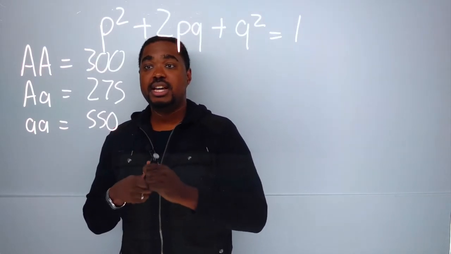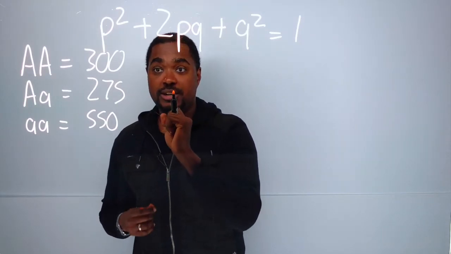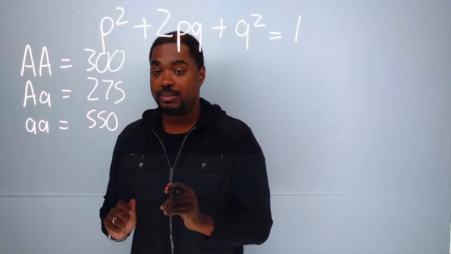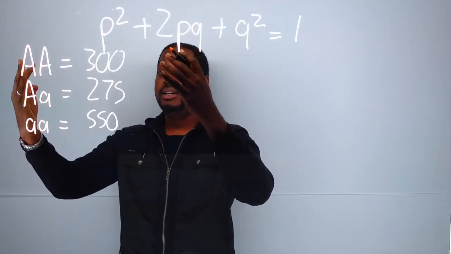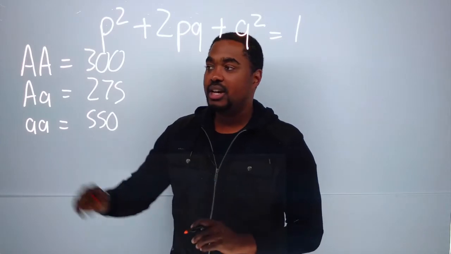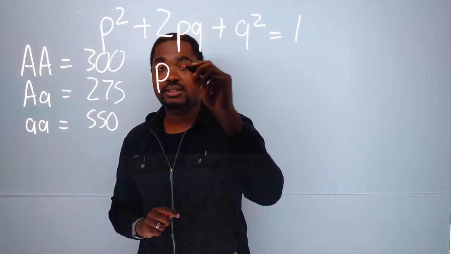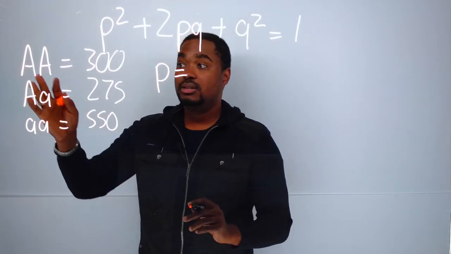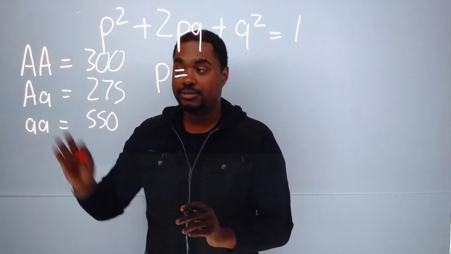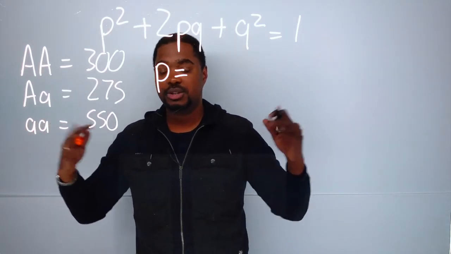So what did we say? The frequency of an allele is the number of alleles we have in that population divided by the total number of alleles in the population. Sorry, let me say that again better. The frequency of the dominant allele, p, is equal to the total number of dominant alleles in the population divided by the total alleles, period, in the population.